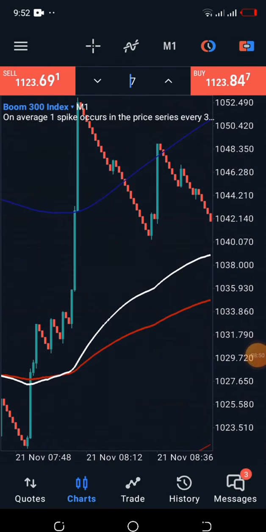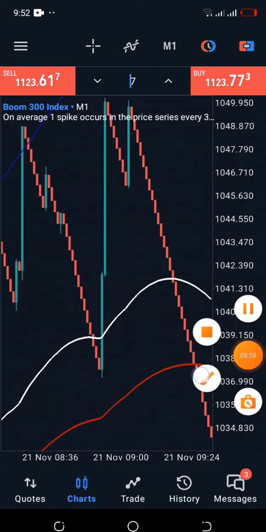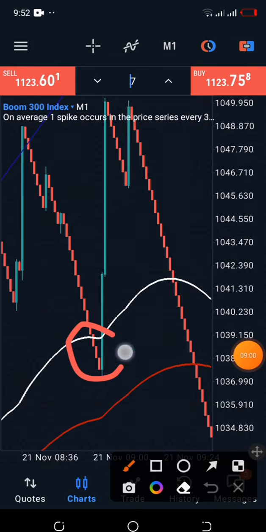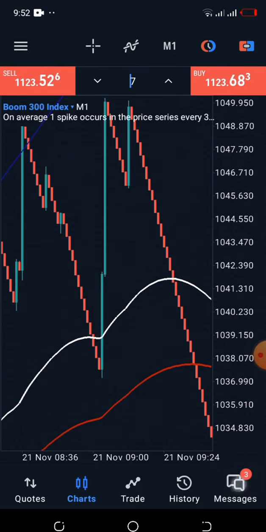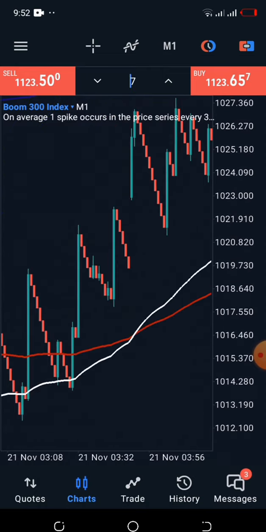All right, very simple. Even a 10-year-old can actually use this indicator, right? It crossed to the upside. What's the second condition? Wait for price to touch the white. And as soon as price touches the white, after two candles, it spikes to the upside. As you can see, it spikes to the upside. Do you see that? So that is how this indicator works.